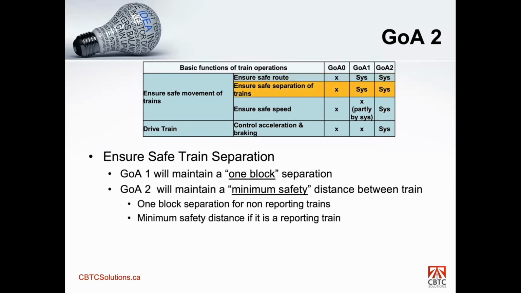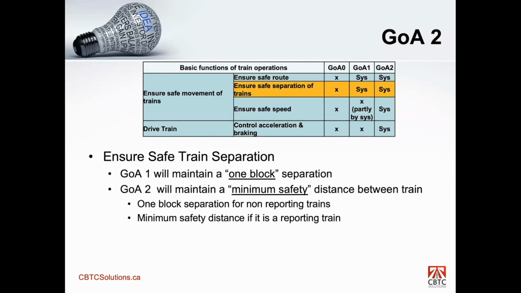But there's a difference between a GoA 1 and a GoA 2 when it comes to setting a route. Safe train separation. In GoA 1, we maintain a one block separation, which is 2 signals between trains, and that's considered the safety distance. But in a GoA 2 system, they'll maintain a minimum safety distance, which is not necessarily 1 block. It's basically the minimum distance the train behind must maintain with the train in front. What that means is under a worst case failure, the train will still stop without hitting the train in front.